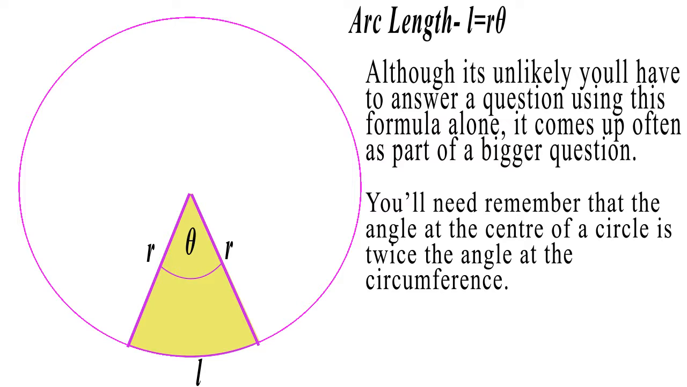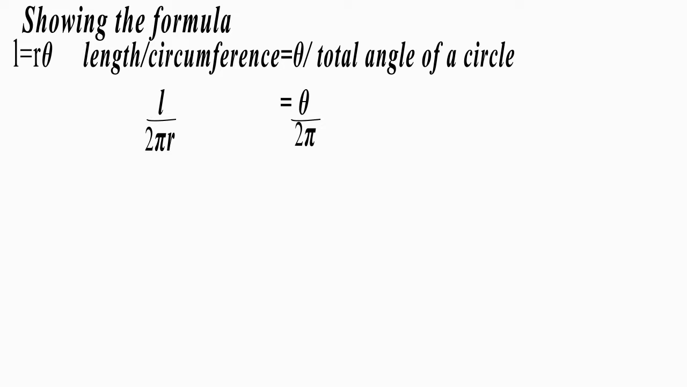Questions involving this formula often require you to remember that the angle at the center of the circle is twice the angle at the circumference. Also, you'll need to remember this formula for working out the perimeter of a sector, which is 2r plus r theta. And finally, it will be useful to bear in mind that if r and the arc length are the same, then theta will be 1 radian. You'll need to be able to prove all 3 of these formulas.